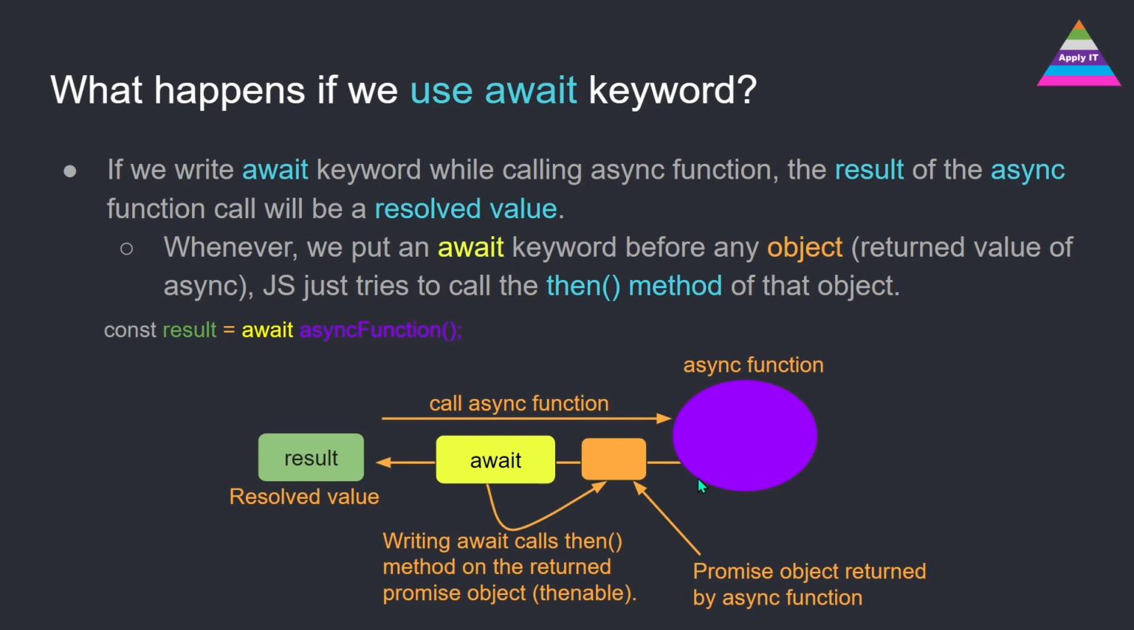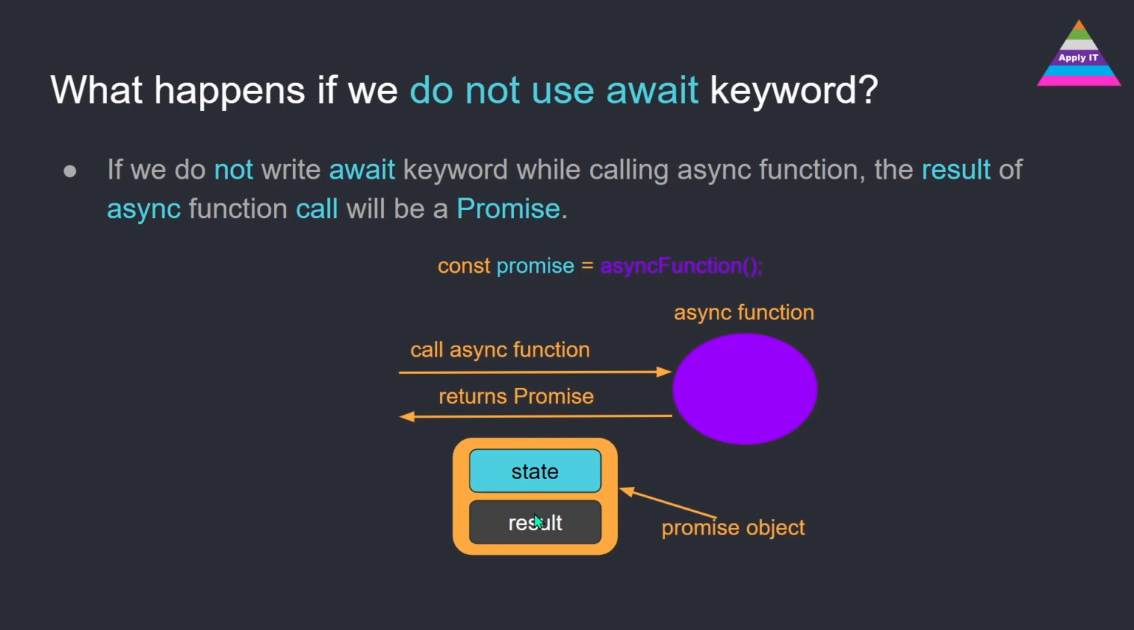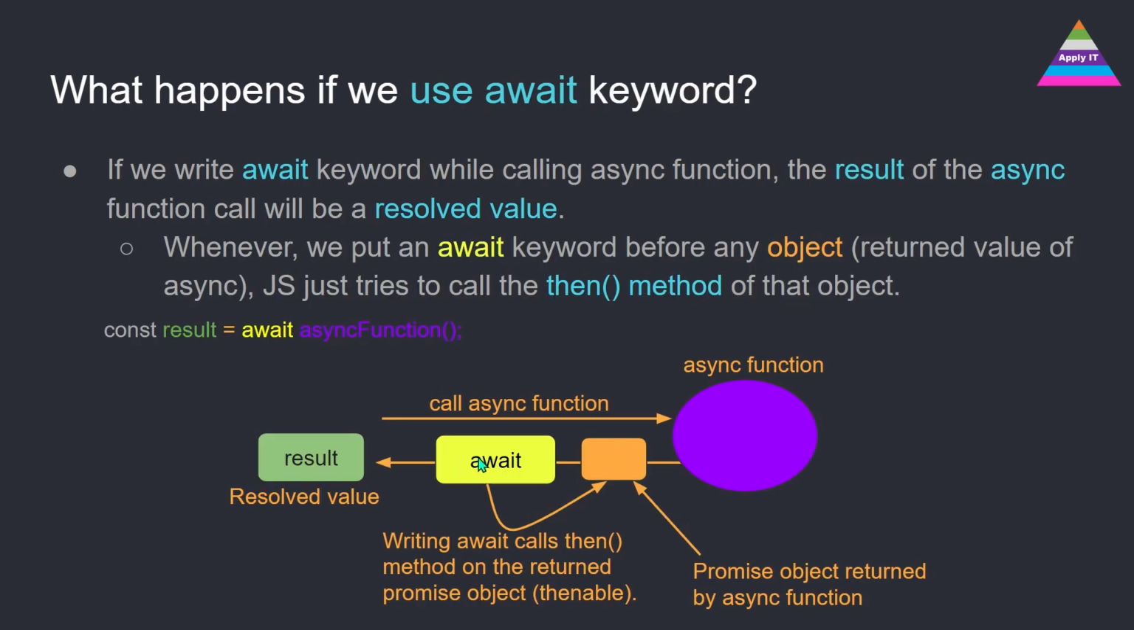So that is happening here. The asynchronous function is returning this promise object. So this represents the promise object, and we are putting the await keyword in front of that. This await keyword is going to open this promise object, and it will find out a result from that, which is shown here. That result will be returned from this await keyword. Internally, the await keyword is going to call the then method on this promise object. So await can call the then method on any object that is thenable. This is what happens when we use the await keyword in front of an async call.